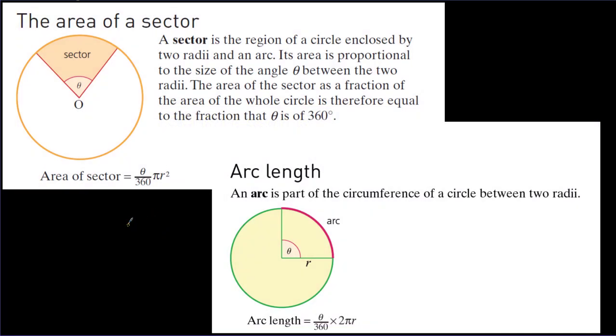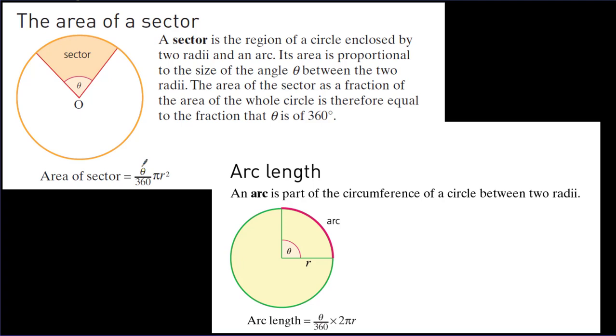Hi dear students, in this video we are going to explain the area of a sector and arc length. A sector is a region of a circle enclosed by two radii and the arc. We can say it's a kind of slice of the pizza, and here the area is proportional to its angle. The angle is important here.